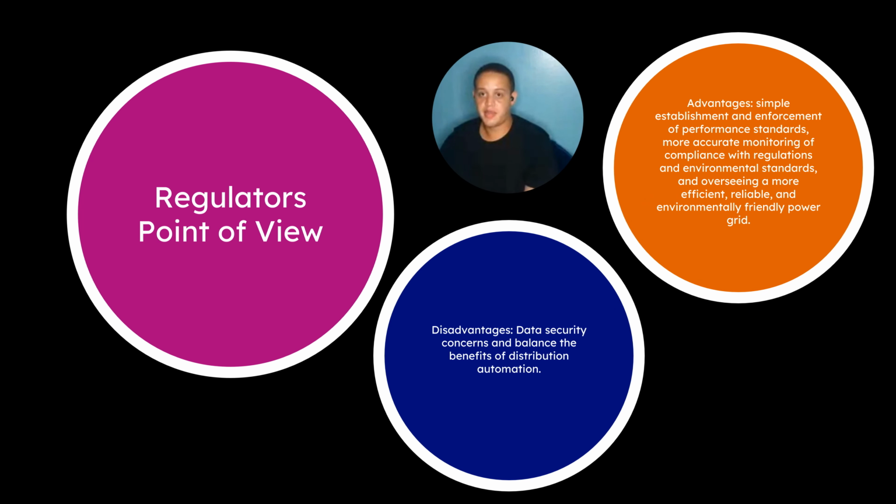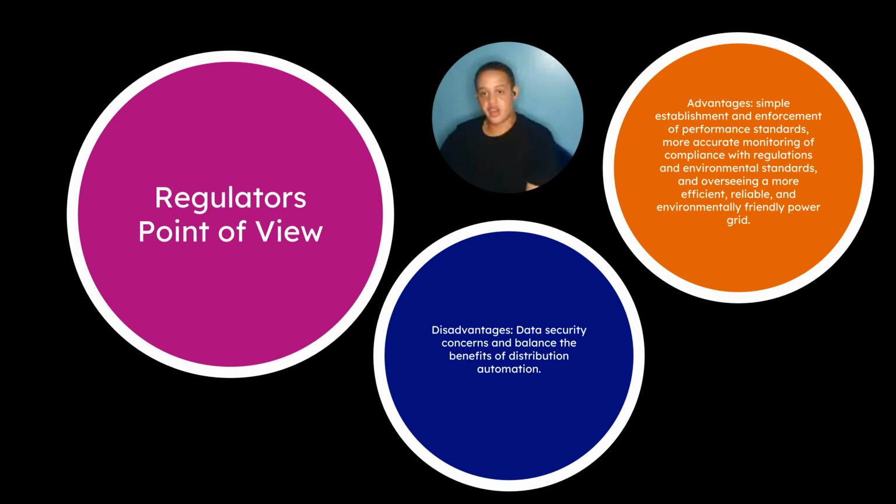Regulators benefit from distribution automation by overseeing a more efficient, reliable, and environmentally friendly power grid. They can establish and enforce performance standards for utility companies more easily, ensuring that the grid performance meets or exceeds the expectations of the customers. Additionally, automation allows for more accurate monitoring of compliance with regulatory and environmental standards.